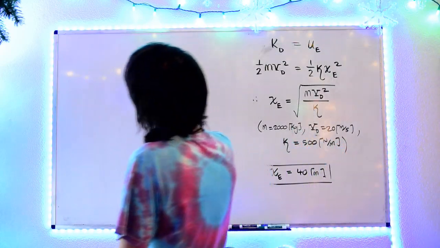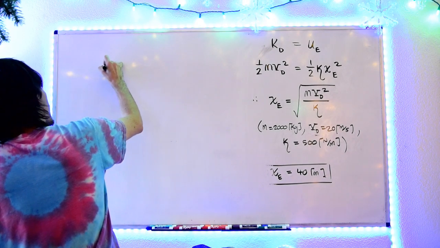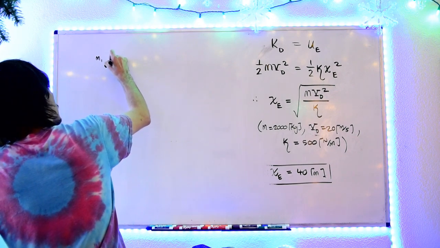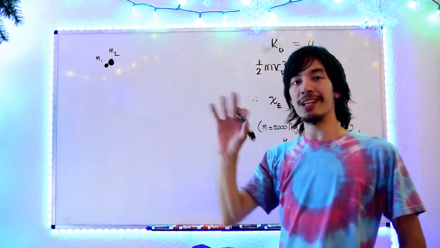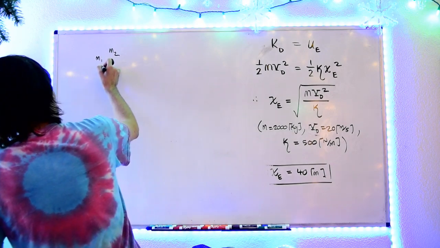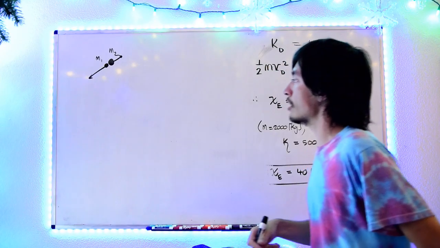So for this one, you have the two masses. We have a smaller mass, we'll call it M1, and we have a larger mass, let's call it M2. It doesn't really matter which one you call 1 and 2 as long as you're consistent with your 1s and your 2s. One of them will shoot off one way with one velocity, and the other one shoots off the other way with another velocity.